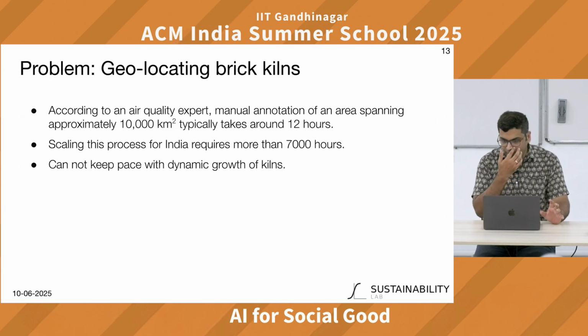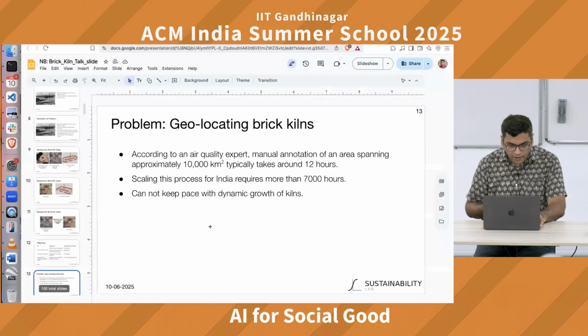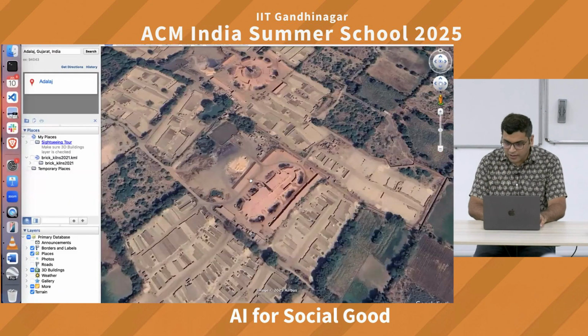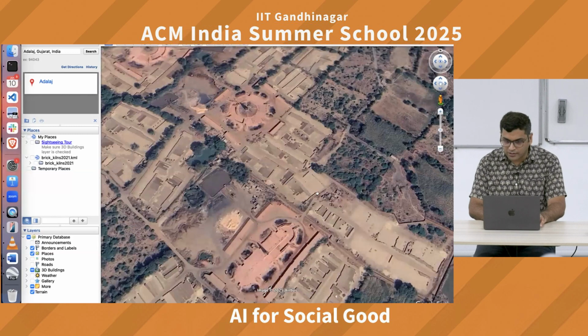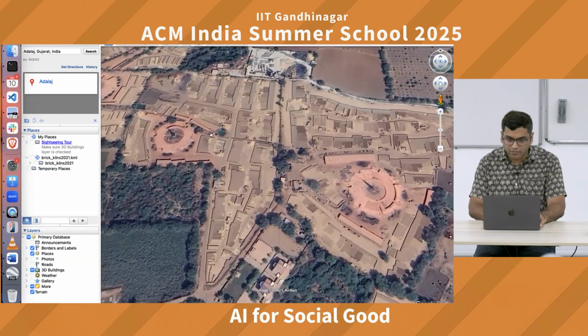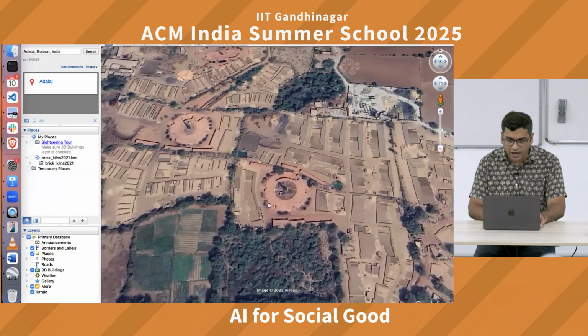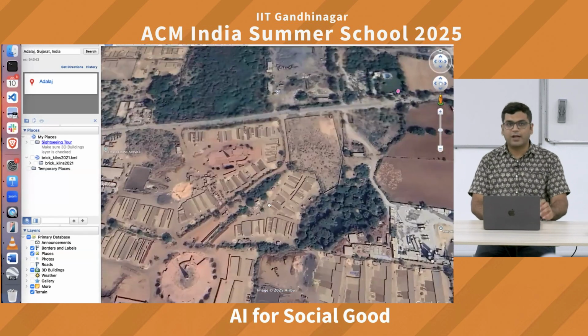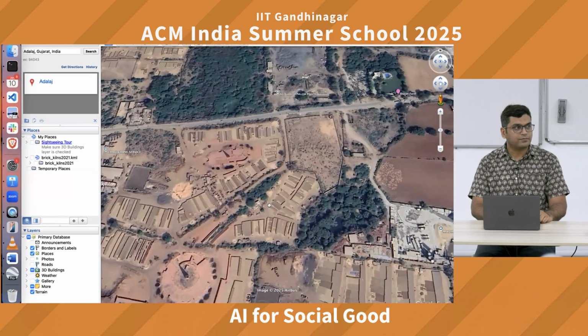So the first thing you might think is, I showed you in about 5 minutes that I could have found a lot of brick kilns. So could we use this methodology, like open up it in Google Earth and find out brick kilns? Can I do that? It won't scale. How many minutes, hours, days, weeks do you think this will take if I have to span the entire India? Just a lot of time.